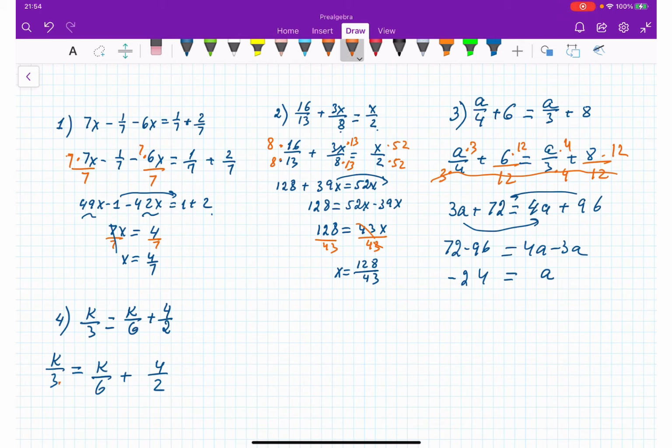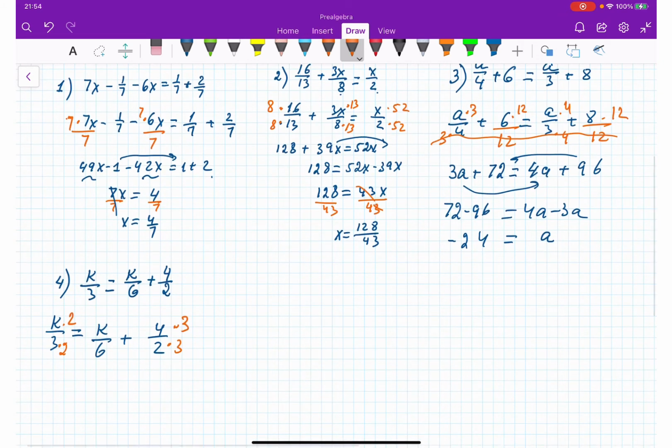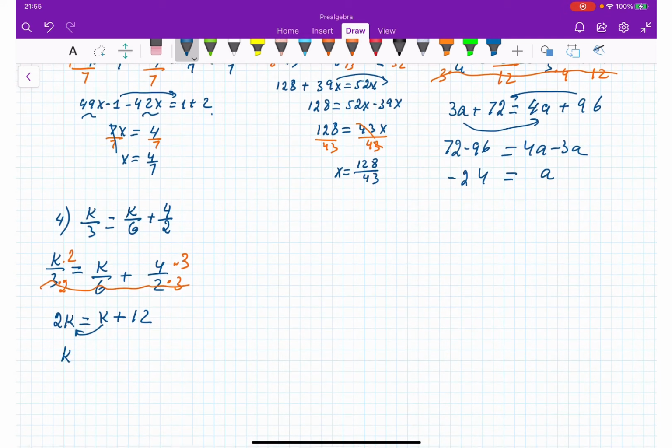So here we multiply by 2. This one, k over 6, we don't touch because we already have 6. Here we multiply by 2. By 3. Okay, so we got 6, 6, 6 dropping out the window. So here we get 2k is equal k plus 12. So I move this k on this side. I get 1k, right? Is equal 12.